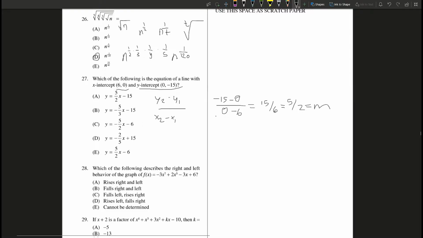And then it gives us our y-intercept, so all we have to do is just plug that in. So we're going to do y equals 5/2 x, because 5/2 is our slope, and then -15, because that's our y-intercept, and that's our equation. So that's going to be letter A.